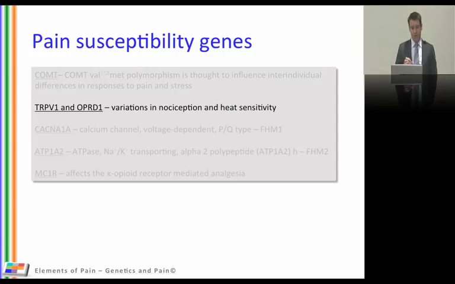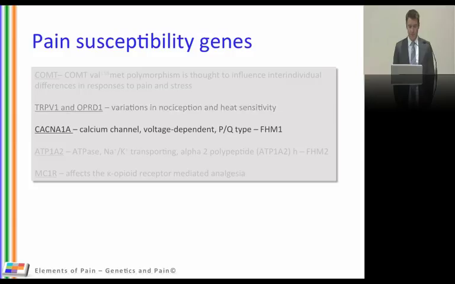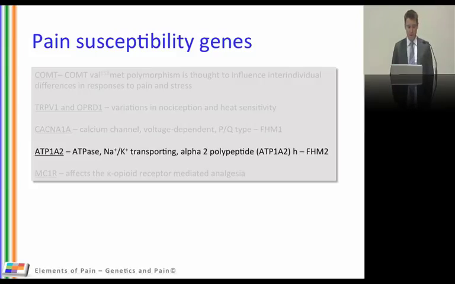TRPV and OPRD1, so transient receptor potential vanilloid, and OPRD1, so opioid receptor delta 1. Variations in these receptors can lead to changes in nociception and heat sensitivity, and we've previously discussed that TRPV1 is, amongst other things, a heat-activated receptor on primary afferent neurons. The CACNA1A gene affects calcium channels, and this is associated with familial hemiplegic migraine type 1. The ATP1A2 transporting glycoprotein is associated with familial hemiplegic migraine type 2.